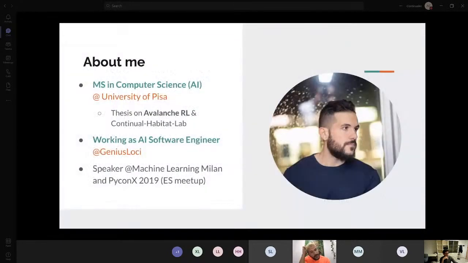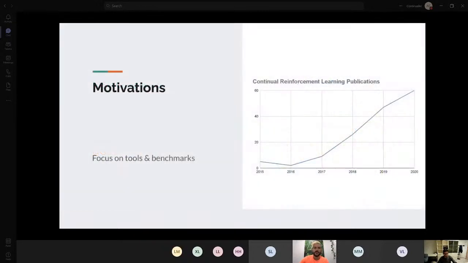So first off, let me introduce myself. So very briefly, this is how I normally look. I graduated last month, so short of a month ago, with a thesis regarding AvalancheRL, so the extension of Avalanche to reinforcement learning, and I'm currently working as an AI software engineer. And I've had some very short experiences with other meetups as well.